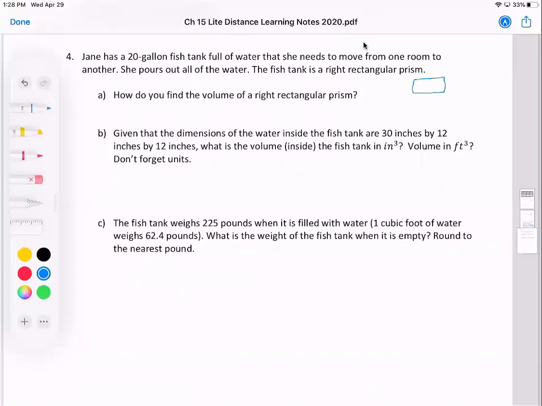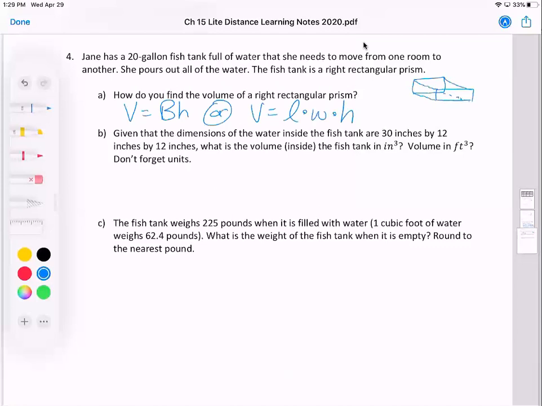We have a rectangle like this. Connect some sides. Go like that. And it's a right rectangular prism, so it meets at a right angle. There's no oblique angles or anything like that. How do you find the volume of a right rectangular prism? Well, the volume would be the area of the base times height.